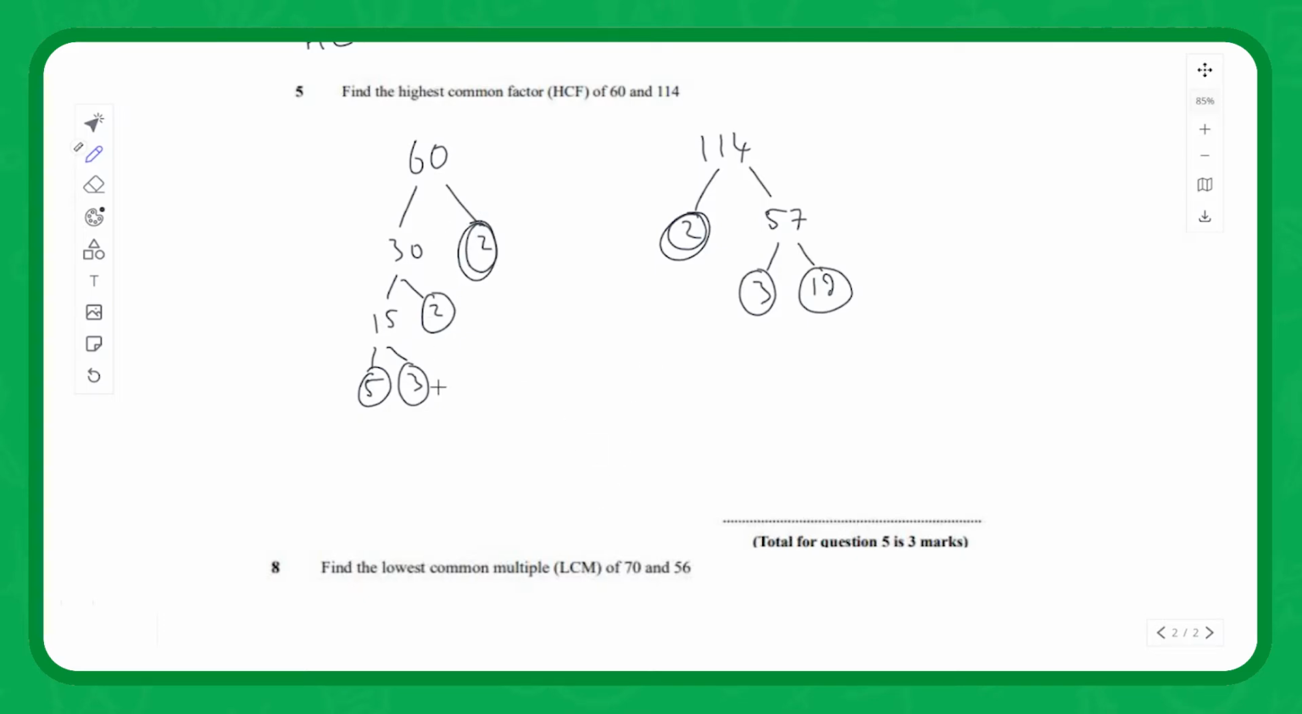Well, before we do anything else, I can actually write down 60 as a product of its prime factors, just like we did above. I know 60 is just 2 times 2 times 5 times 3, right? If I just times all those prime factors together, it doesn't matter which way around we do it.